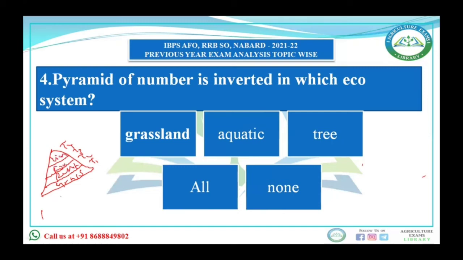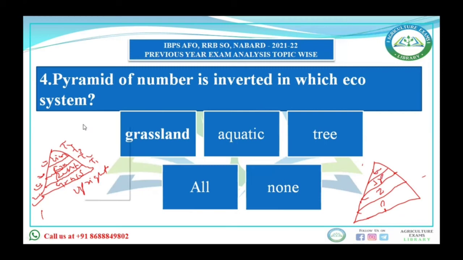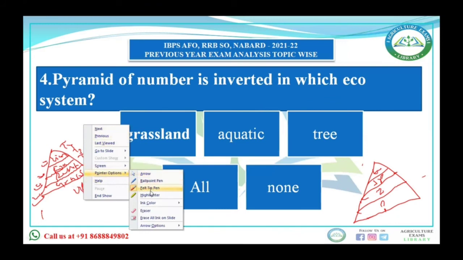Now you see, if we are talking about the number, of course grass has the highest number. After that rabbit, after that fox, and in the least number lion is present. Then this graph you can see is upright. When you talk about the aquatic ecosystem also, you see the trophic levels: phytoplankton, zooplankton, then a small fish and larger fish. This is also upright.